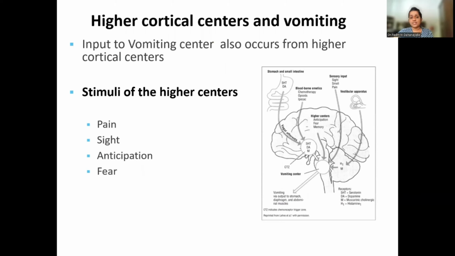The vomiting center gets input from the higher cortical centers as well. For example, if you are in severe pain after surgery, or before an examination or surgery you have fear and anticipation, or you see something very distressful, if you visualize it, all these things can cause vomiting, but it is very subjective. It depends on the person's personality. So these higher cortical centers also directly stimulate the vomiting center.